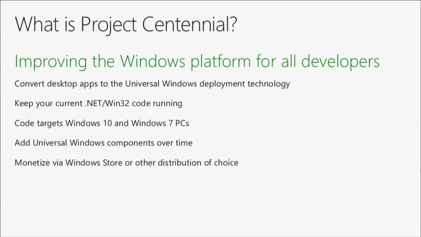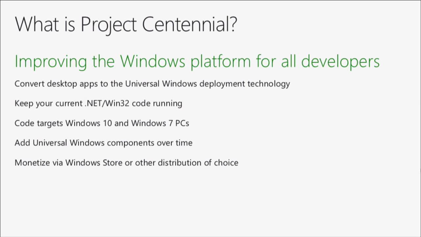So basically, what is Project Centennial? Project Centennial is a way for you to take your existing .NET apps and run it through a converter and turn it into a universal Windows app. Now, when I say it's a universal Windows app, it doesn't mean that it can run on phone or on Xbox yet, but it does mean that you can put it to the store and sell it in the store and get all the benefits of deployment and servicing.